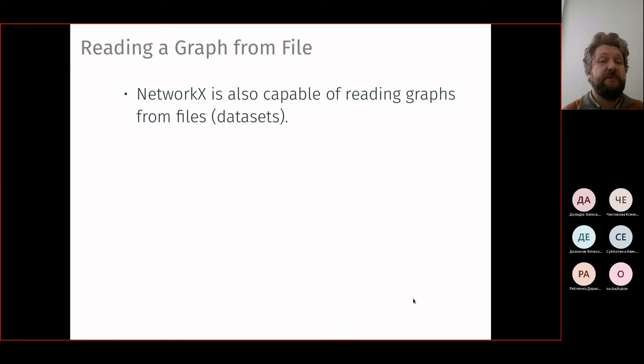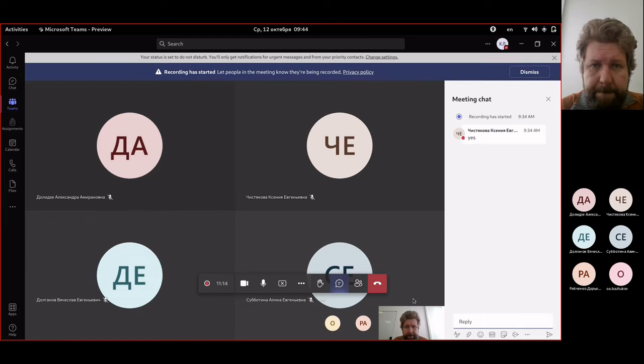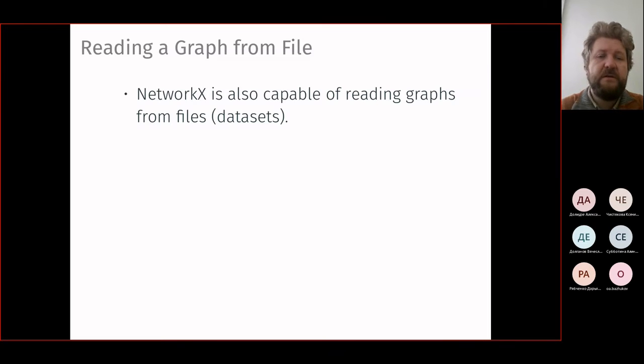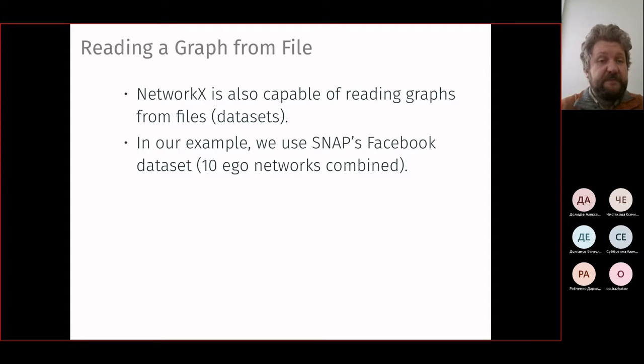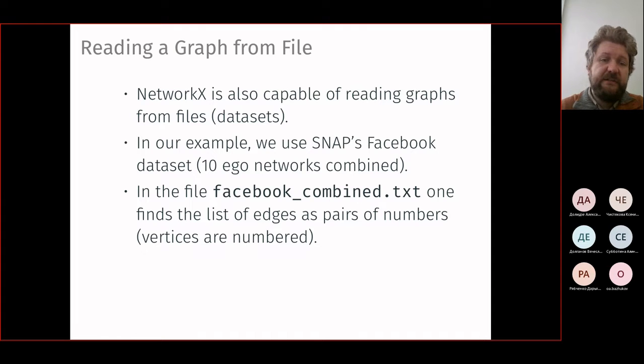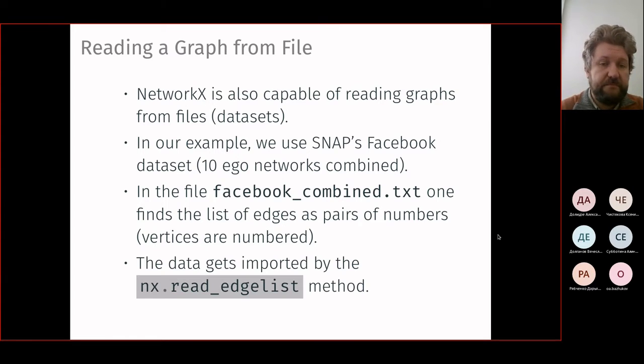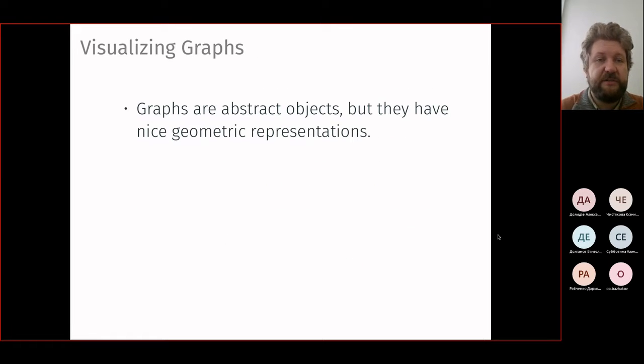Also, of course, NetworkX is capable of reading graphs from datasets from files, because usually you do not just brute force the graph in your Python code. You take it from some dataset. So in our example, we use SNAP's Facebook dataset, as I said, 10 ego networks combined, and it is in the file facebook_combined.txt, and you will find the list of edges as pairs of numbers, as vertices are numbered. And you import it using the NX read_edgelist method.